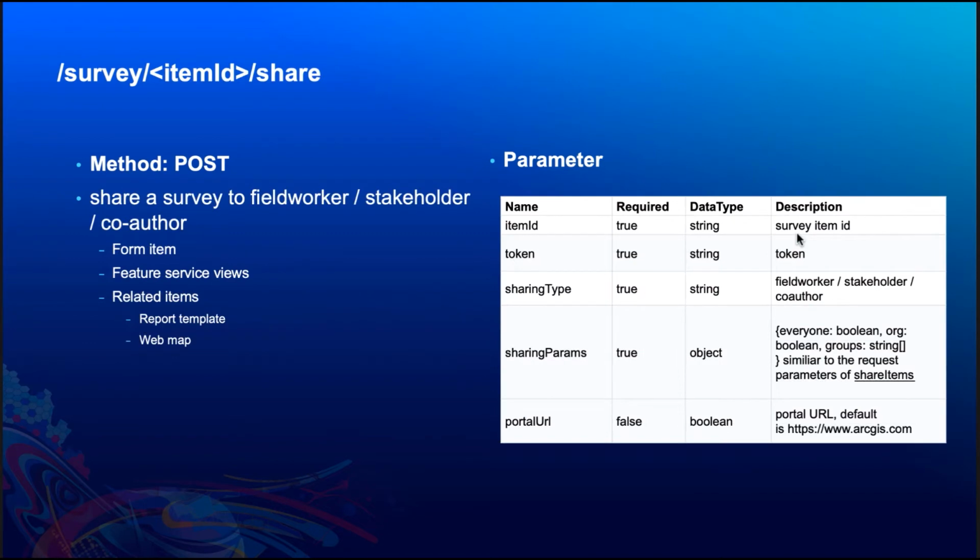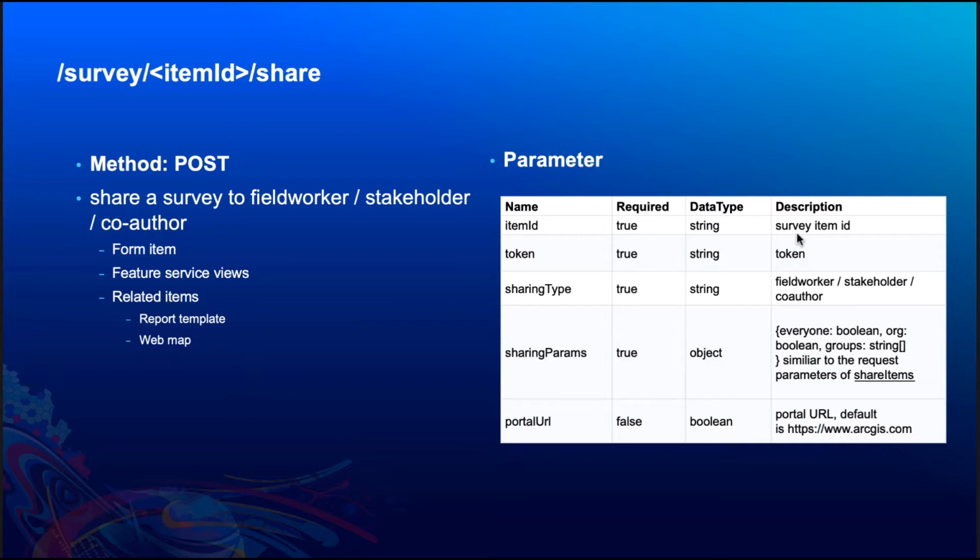Share endpoint. You can decide to share a survey with field workers to submit a survey, with stakeholders to check the results, or with co-authors to design the survey. When calling the share endpoint, it will share the form item, the view feature service, maybe the field worker view or stakeholder view feature service, depending on whom you want to share with, and related items, including the report template and web maps.